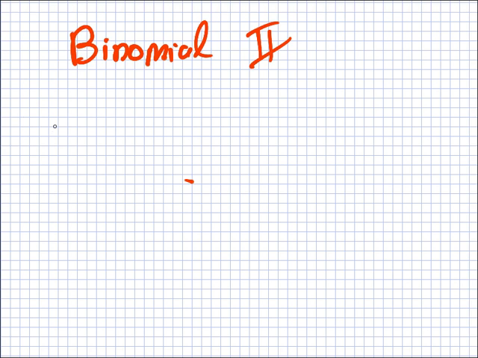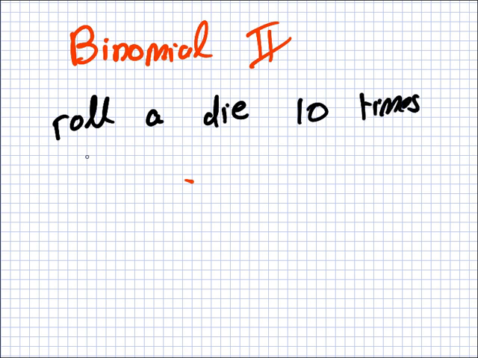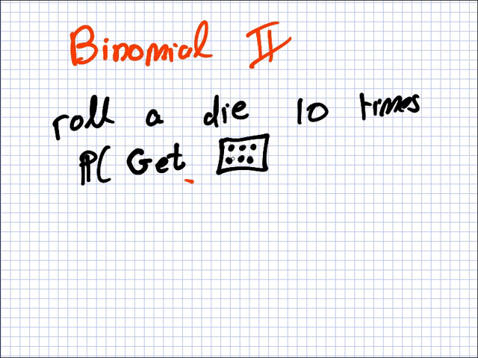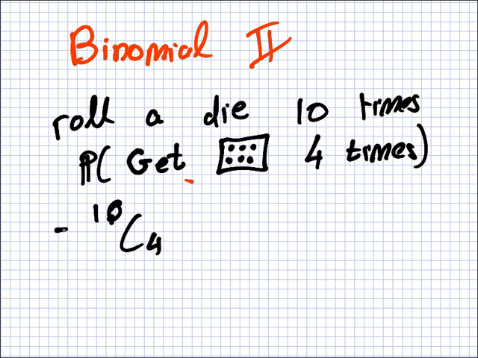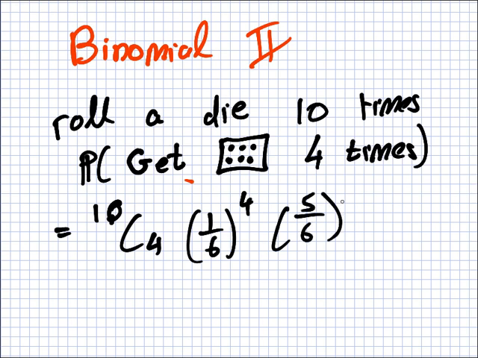So, for example, let's say I roll a die 10 times and I ask you, what's the probability I get a 6, let's say, 4 times? Okay, well, you would have to use the formula 10C4, 1 over 6 to the power 4, 5 over 6 to the power 6.